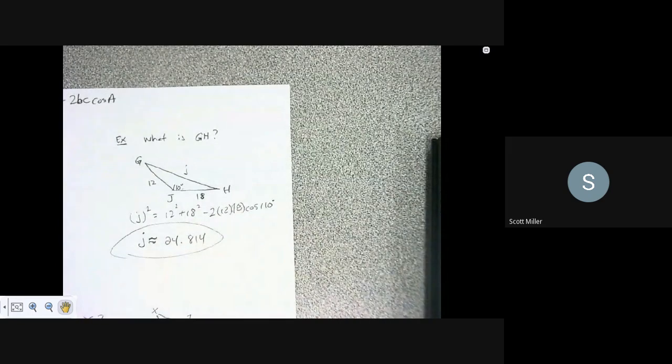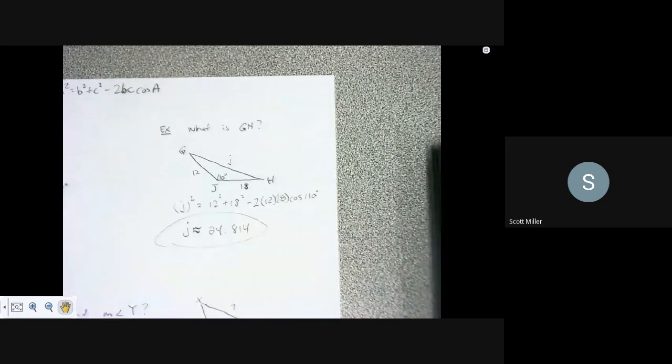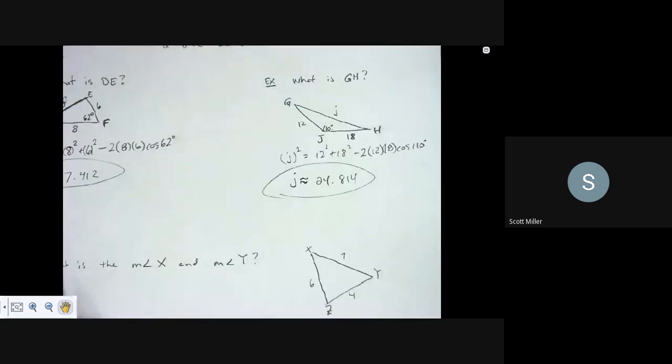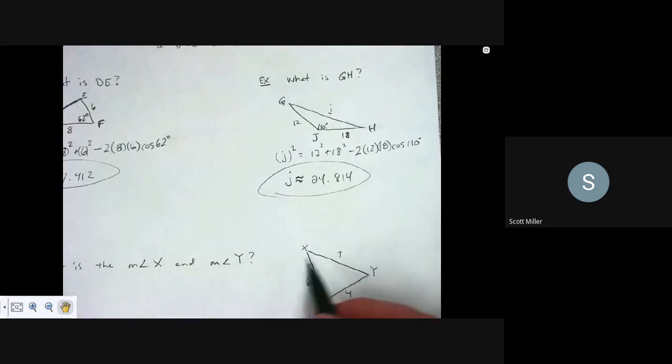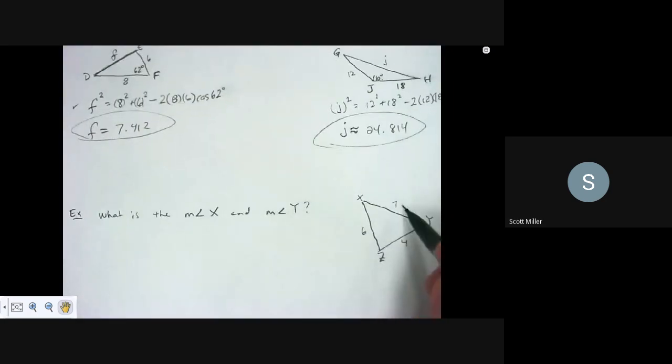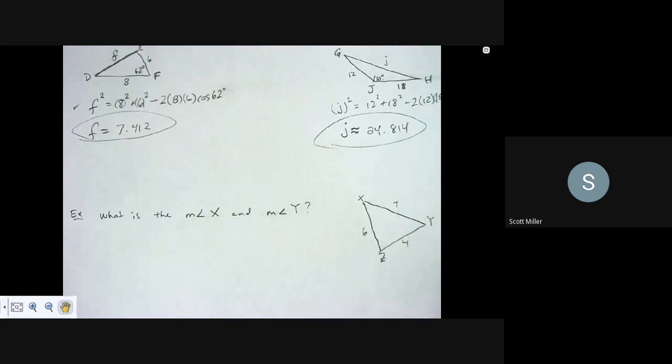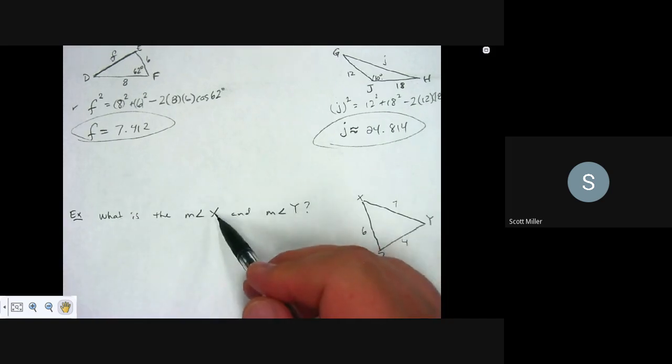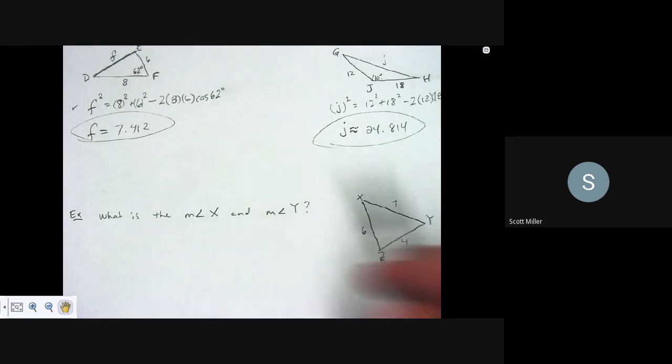Okay, very straightforward. Over here, how do I find angles? Again, I have no angles given. I have 3 sides, so that's side, side, side. So again, this is a candidate for law of cosines. We just pick one of our angles that we're looking for, and we use our formula, and we go through this process. So let's start with angle x right here.